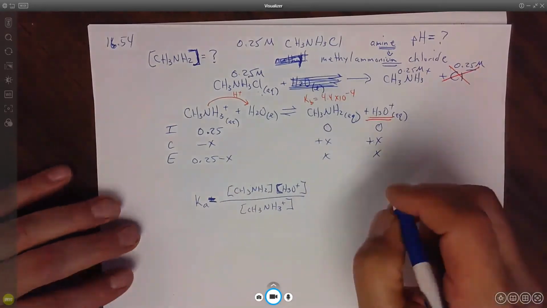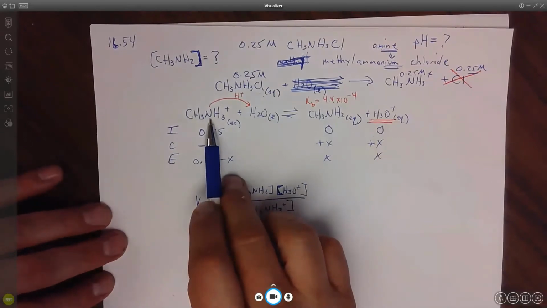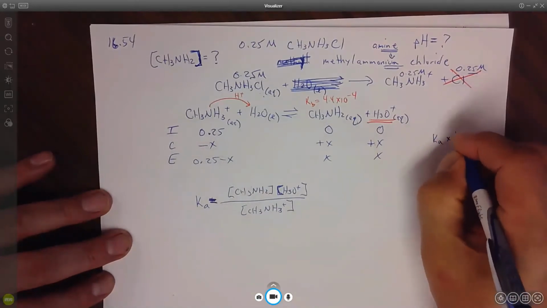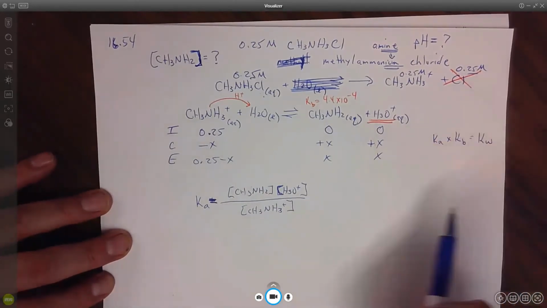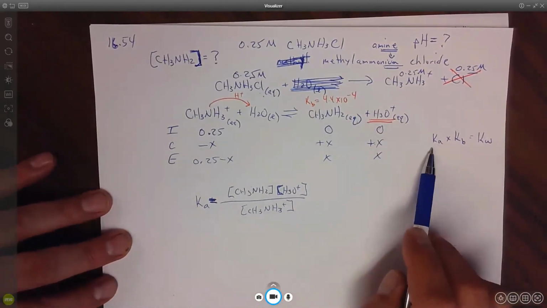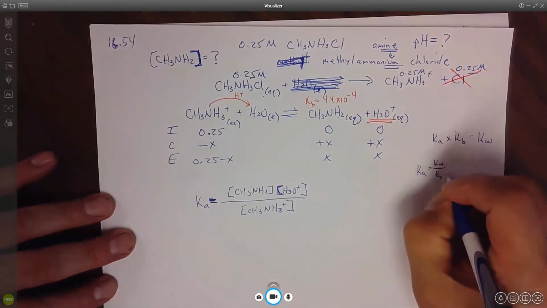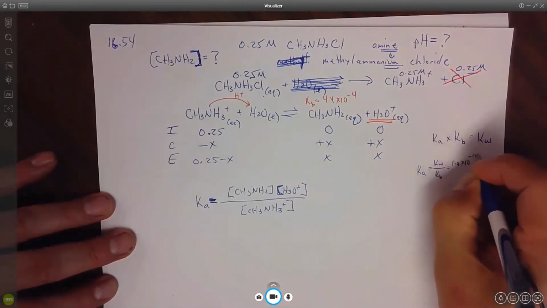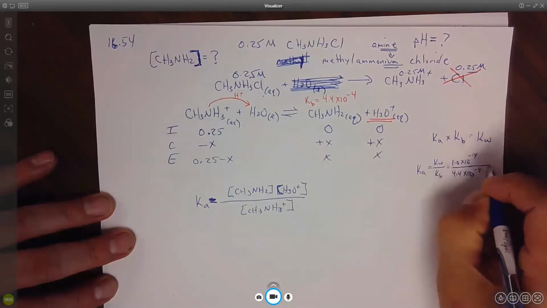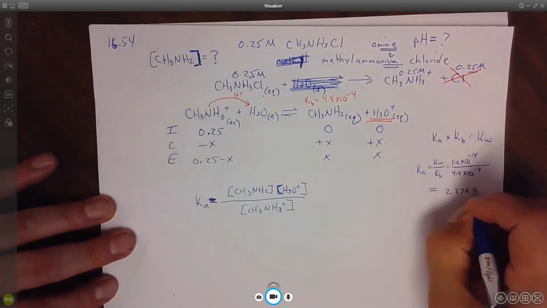Yeah, right. Since these are acid-base conjugate pairs, the only difference is H plus. And only in that situation, when we have an acid-base conjugate pair, Ka times Kb is equal to Kw. So if we know Kb and we know Kw, the number that you must memorize, then we can rearrange it and find Ka. Ka is simply Kw divided by Kb, which is 1.0 times 10 to the negative 14 divided by the Kb we just looked up, 4.4 times 10 to the negative 4. That gives us a Ka value of 2.272 times 10 to the negative 11.